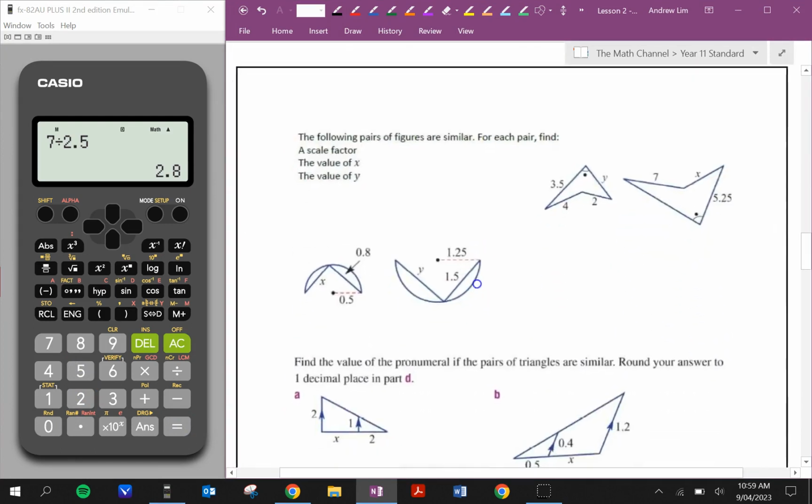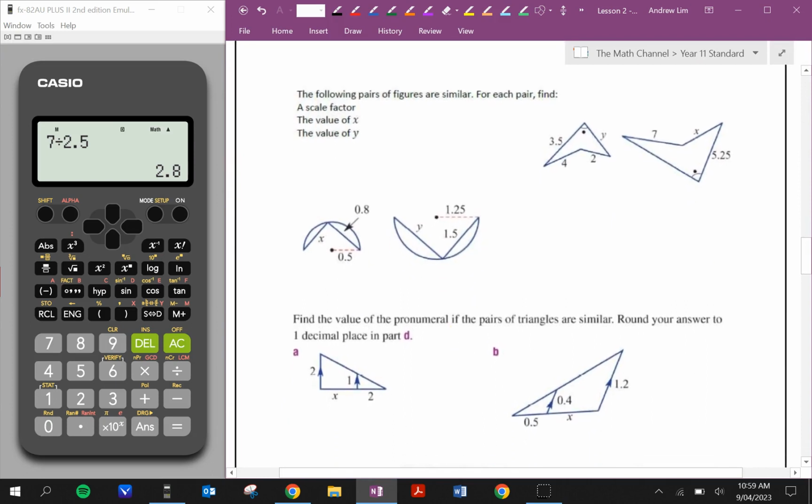All right. Let's have a look at some more examples. The following pairs of figures are similar. For each pair, find the scale factor, the value of x, and the value of y. So why don't you pause the video, have a go with these two, see if you can work these out.